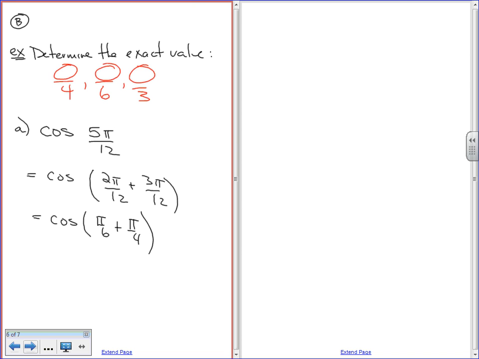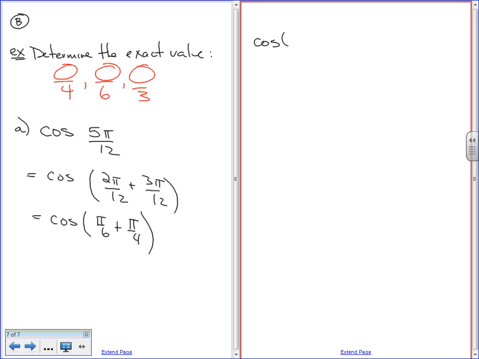So the cosine of pi over 6 plus pi over 4, these two fractions together add to give me 5 pi over 12. This is where you have to use your addition formula for cosine. There's an addition formula for sine, cosine, and tangent, and then there's a subtraction formula for each one of them too. And they're all right here. I'm going to write down the addition formula for cosine over here so you know what I'm talking about. This is what it looks like on your formula sheet.